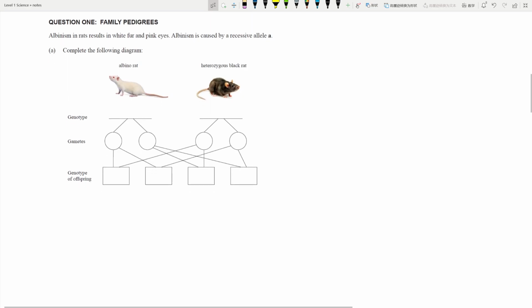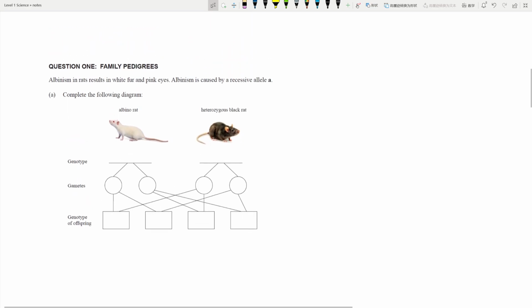Okay, let's look at some particular questions. The best way to do genetics is by looking at some questions, especially with Punnett Squares and Pedigree Charts. So let's have a look at these. We're looking at rats in this particular example. Let's highlight the important part.